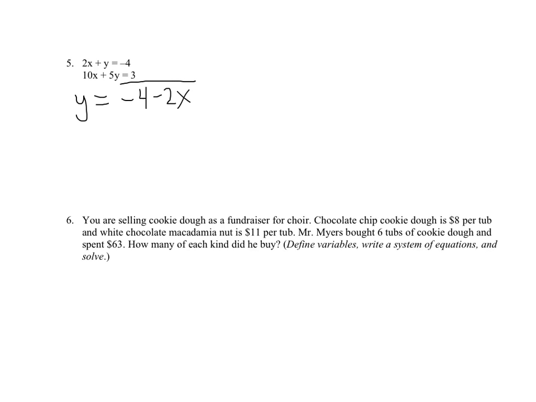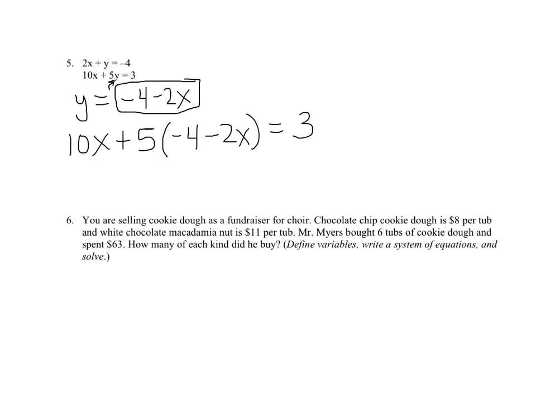So now I'm going to take this negative 4 minus 2x, and I'm going to put it into the bottom equation where that y is. So I'm going to say 10x plus 5, and instead of writing y, I'm going to write the expression in parentheses, negative 4 minus 2x, close those parentheses, equals 3.